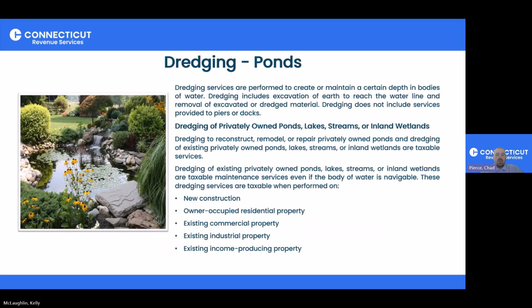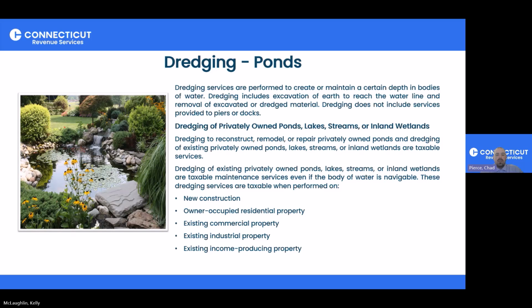Dredging and ponds. This is something that we do not see a lot, but it's good to note that dredging services are performed to create or maintain a certain depth in bodies of water. Dredging includes excavation of earth to reach the water line and removal of excavated or dredged material. Dredging does not include services provided to piers or docks.